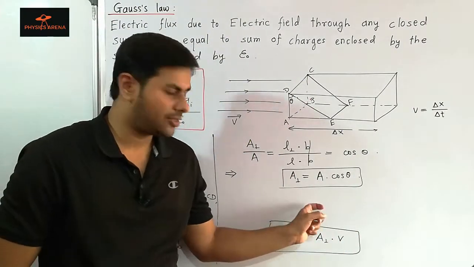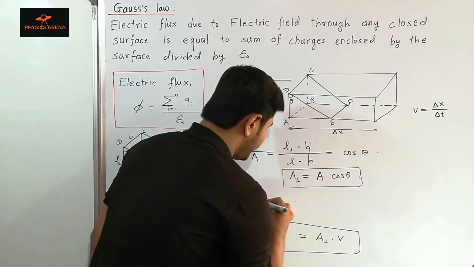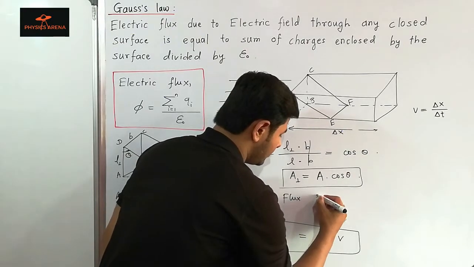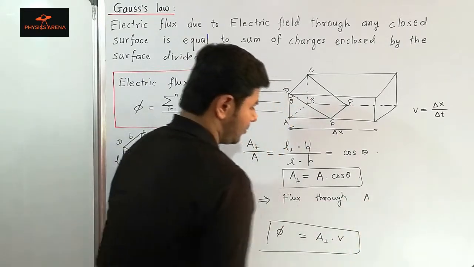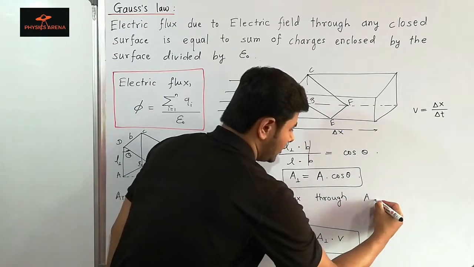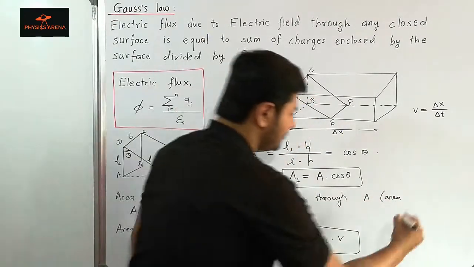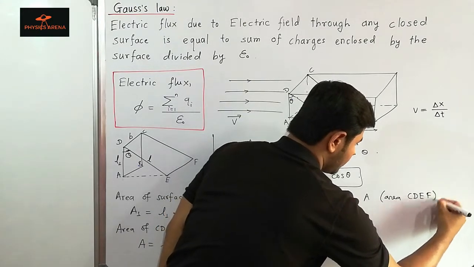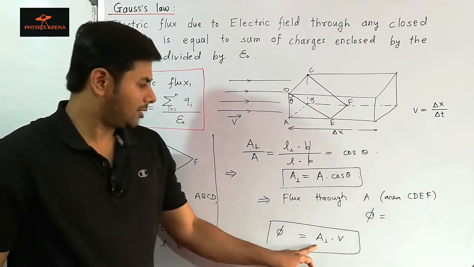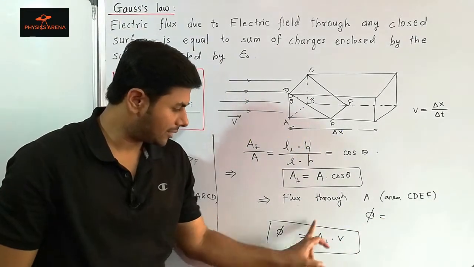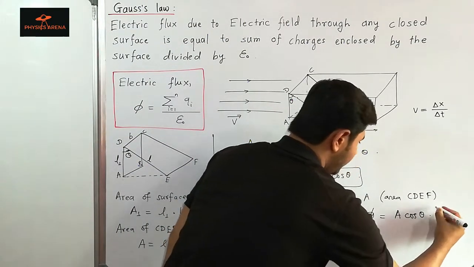And we can substitute the relation we got in this formula. So we get the flux through A, that is the area of CDEF, phi equal to, I will substitute A cos theta in place of A perpendicular, so it is A cos theta multiplied by V.